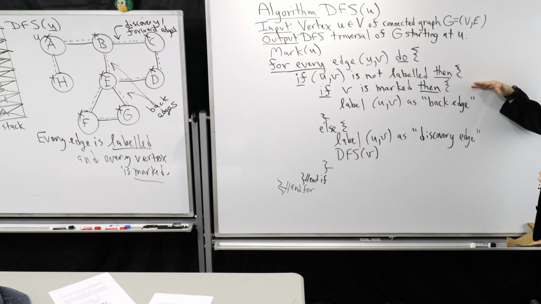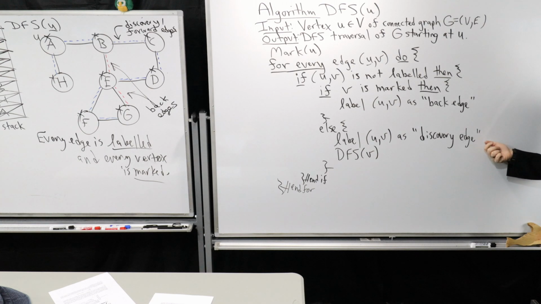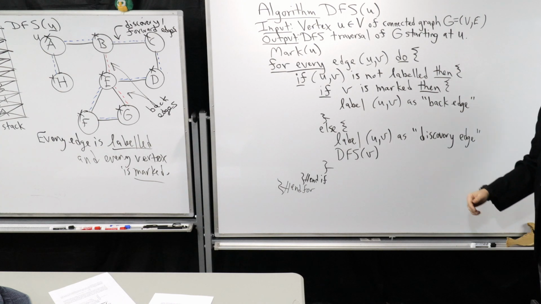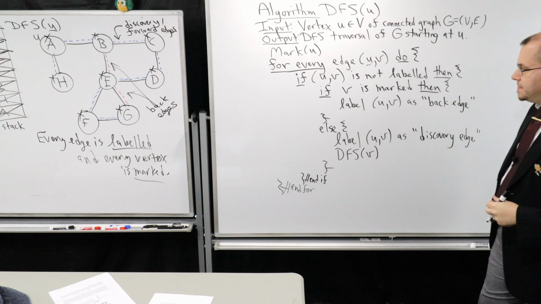So if V is marked, then you know that you've already been there before. So we label that edge a back edge. Otherwise, we found a brand new passage for Theseus to explore. This is why we call it a discovery edge. And then I recursively apply DFS on the other endpoint of the edge.